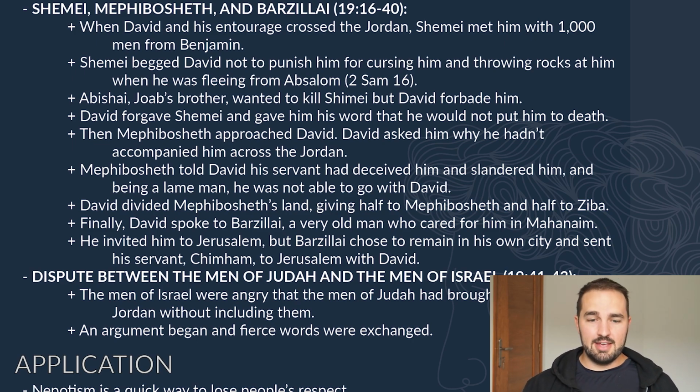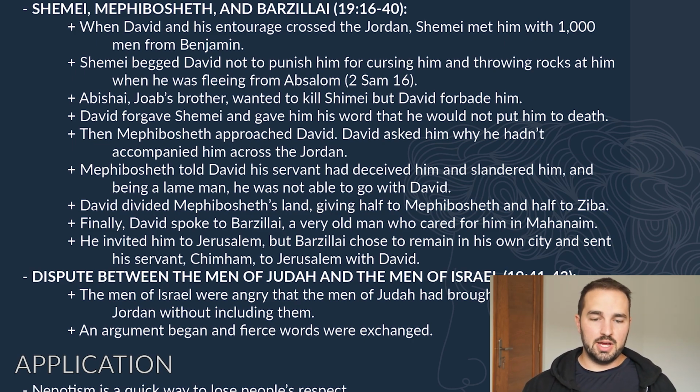Shimei begged David not to punish him for cursing him and for throwing rocks at him when he was fleeing from Absalom. Abishai, who had wanted to kill Shimei the first time, asked David if he could kill Shimei this time. But David said no, no one was going to die on this particular day. David forgave Shimei, and he gave him his word that he wasn't going to put him to death.